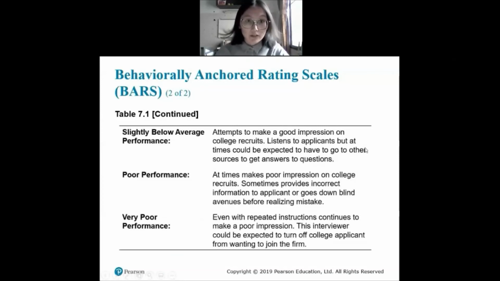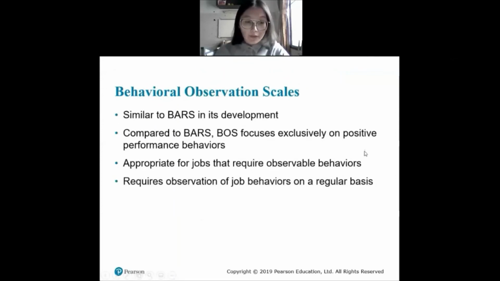Okay. Behavioral observation scales are similar to BARS in development. Compared to BARS, both focus exclusively on positive performance behaviors, and are appropriate for jobs that require observable behaviors. They require observations of job behaviors on a regular basis.